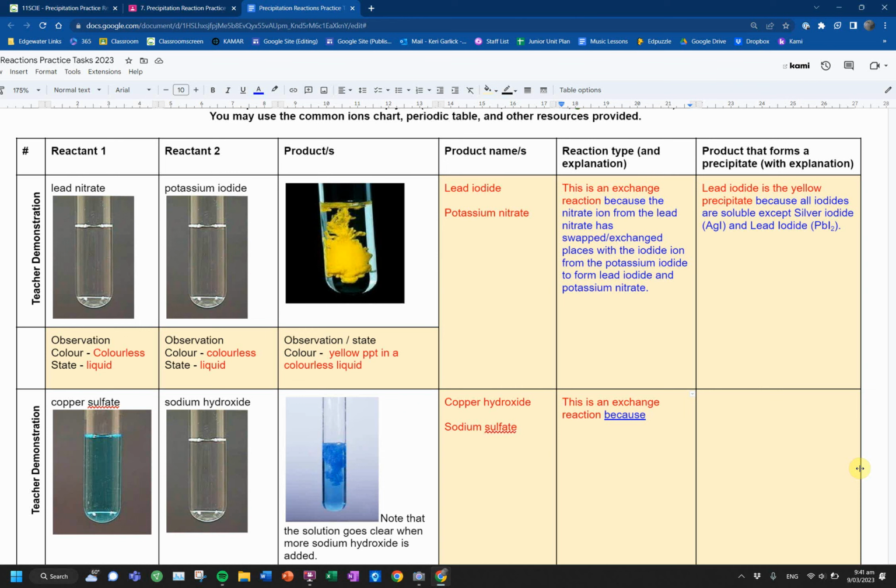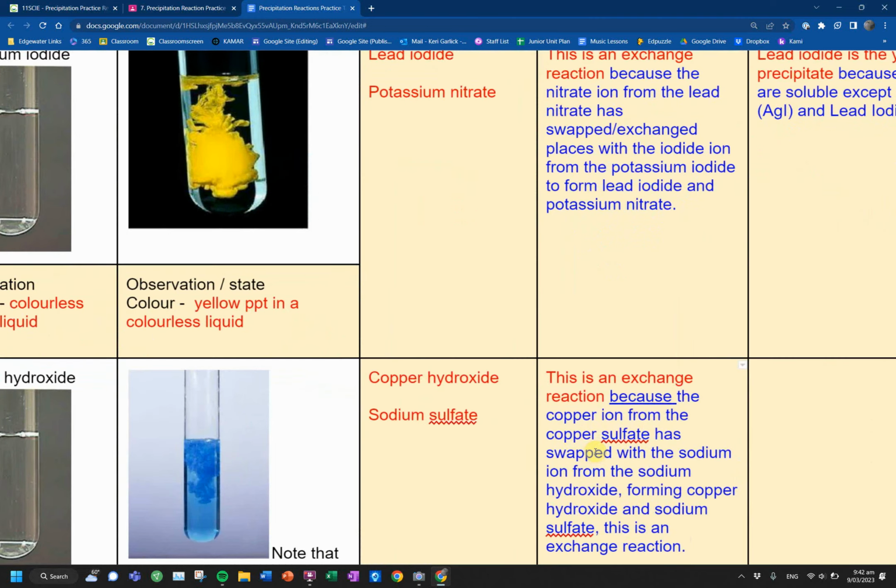So, in this case, because the copper ion from the copper sulfate has swapped with the sodium ion from the sodium hydroxide, forming copper hydroxide and sodium sulfate. This is an exchange reaction. I'll zoom it up a little bit just to make it a little easier for you guys to see.